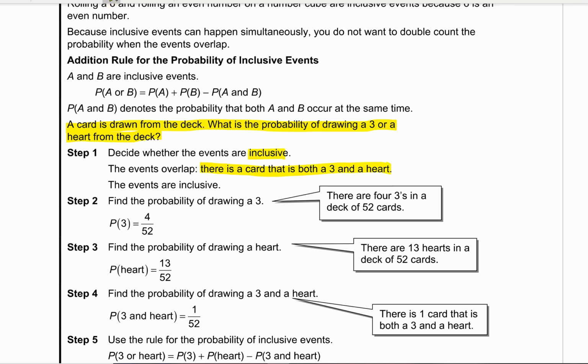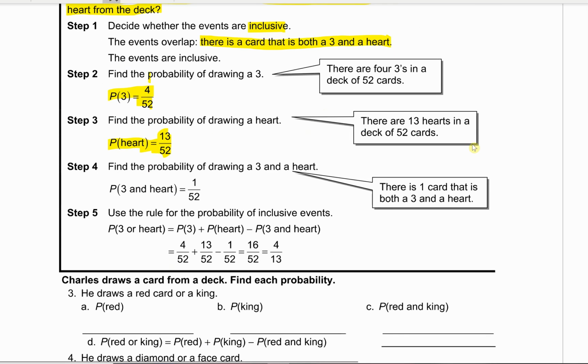So we're going to find the probability of drawing a 3. That would be this guy here, 4 out of 52 again. The probability of a heart is 13 out of 52. But then we have to figure out what is the probability of a 3 and a heart. Well, there's only one 3 of hearts, so it's 1 out of 52. Now notice they did not simplify these.